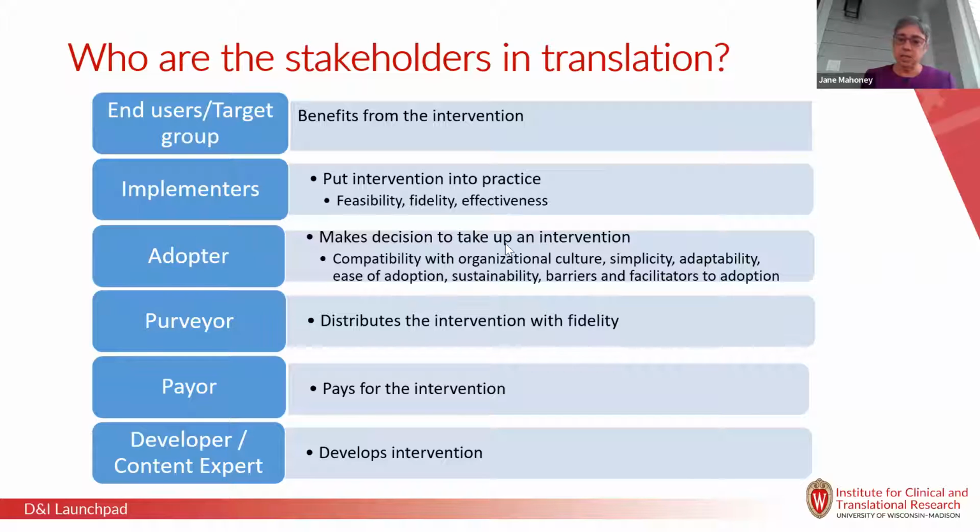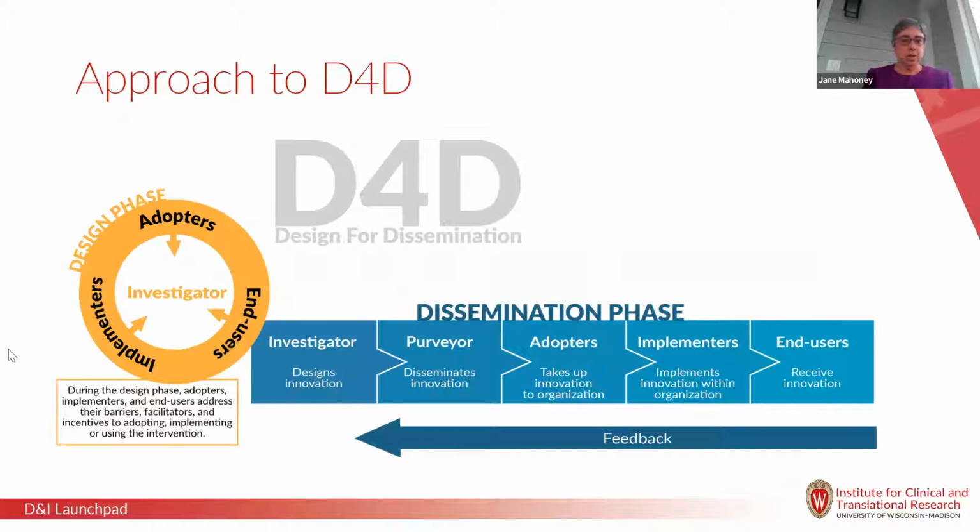So when you're thinking about T3 and T4 research, design for dissemination has to do with thinking about, as you're designing an intervention to be implemented into practice, whether community or clinical, understanding all these stakeholders, what's their stake in the game. So the idea is that even at the design phase, you are incorporating their input, understanding their barriers and facilitators and incentives, and creating a design that will make it easy to move into the dissemination phase.